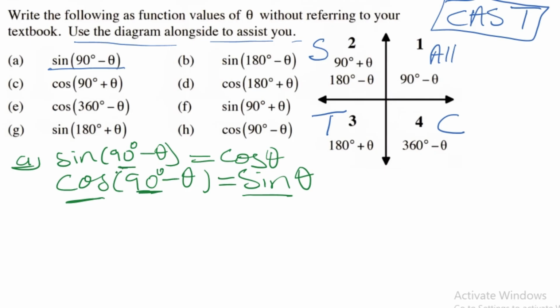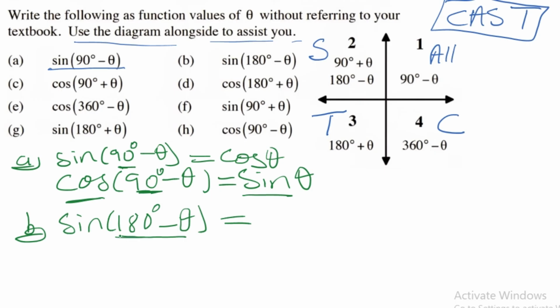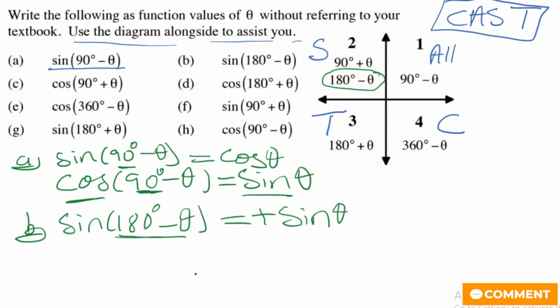All right. On B, we are having sine of 180 degrees minus theta. So now the question is, where are we going to find 180 degrees minus theta? It is found on the second quadrant. And on the second quadrant, what you need to know is that sine is positive there. So you will have sine theta. That will become the answer.